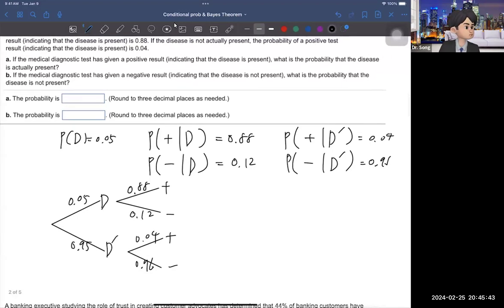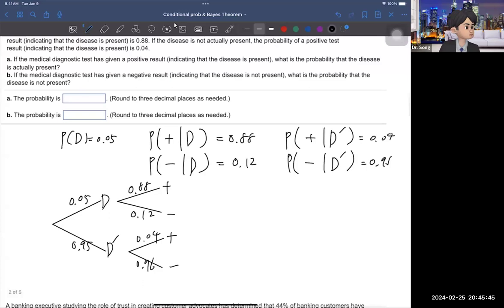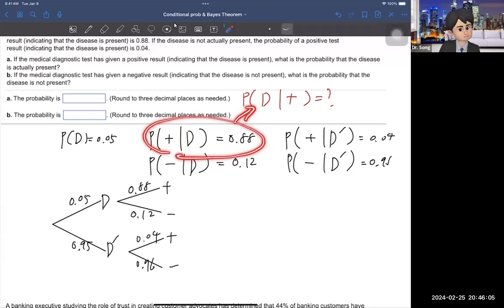Now, question A: if the medical test has given a positive result, what is the probability that the disease is actually present? That means we want to find the probability, given that someone gets the positive result, that he or she actually has a disease. As you can see, you know the probability of positive given D, but now you want to find the probability D given positive. So that is Bayes' theorem.